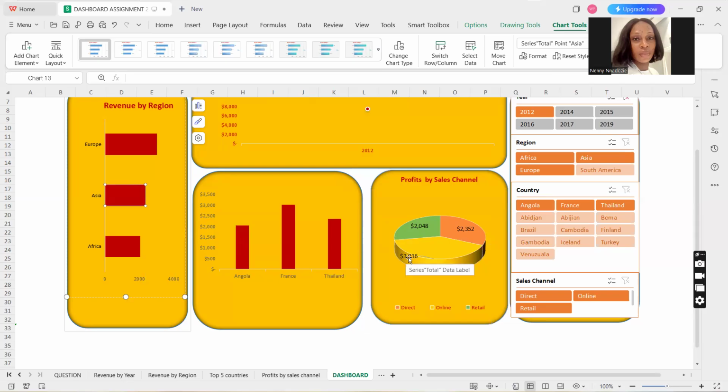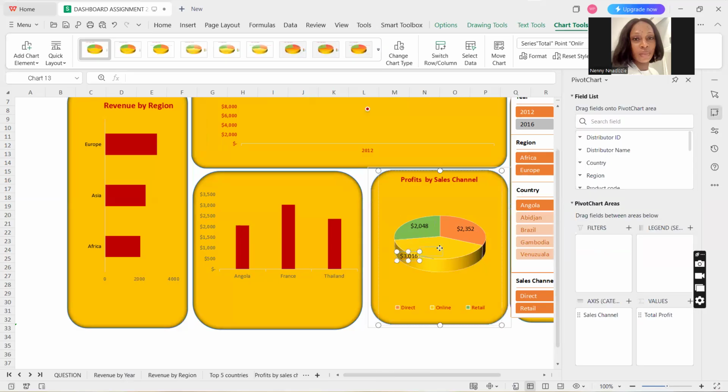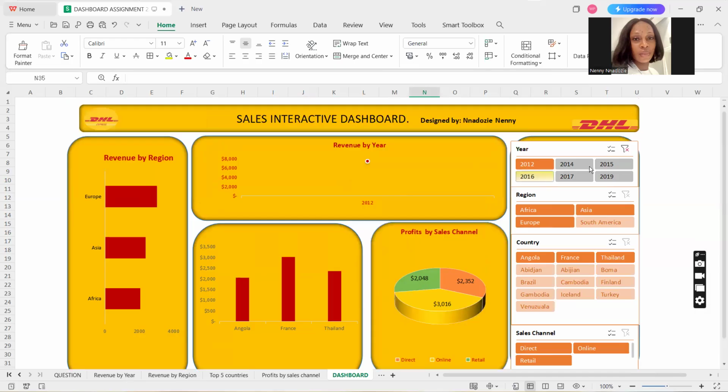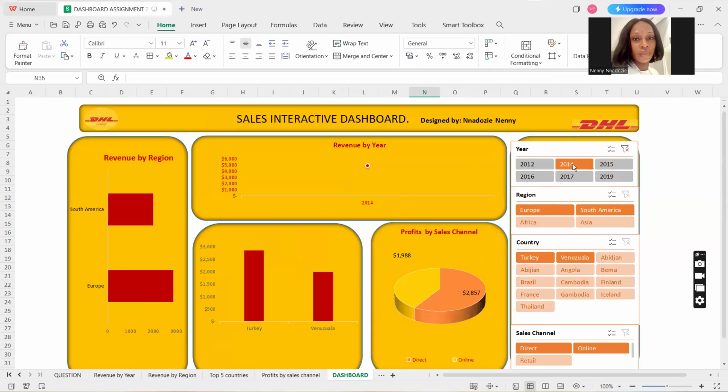Then in the year 2012, the whole sales channel we are utilizing in the sales made: people use the direct, the online, and retail. They make use of all to order for their goods or products. Then let's move to 2014.